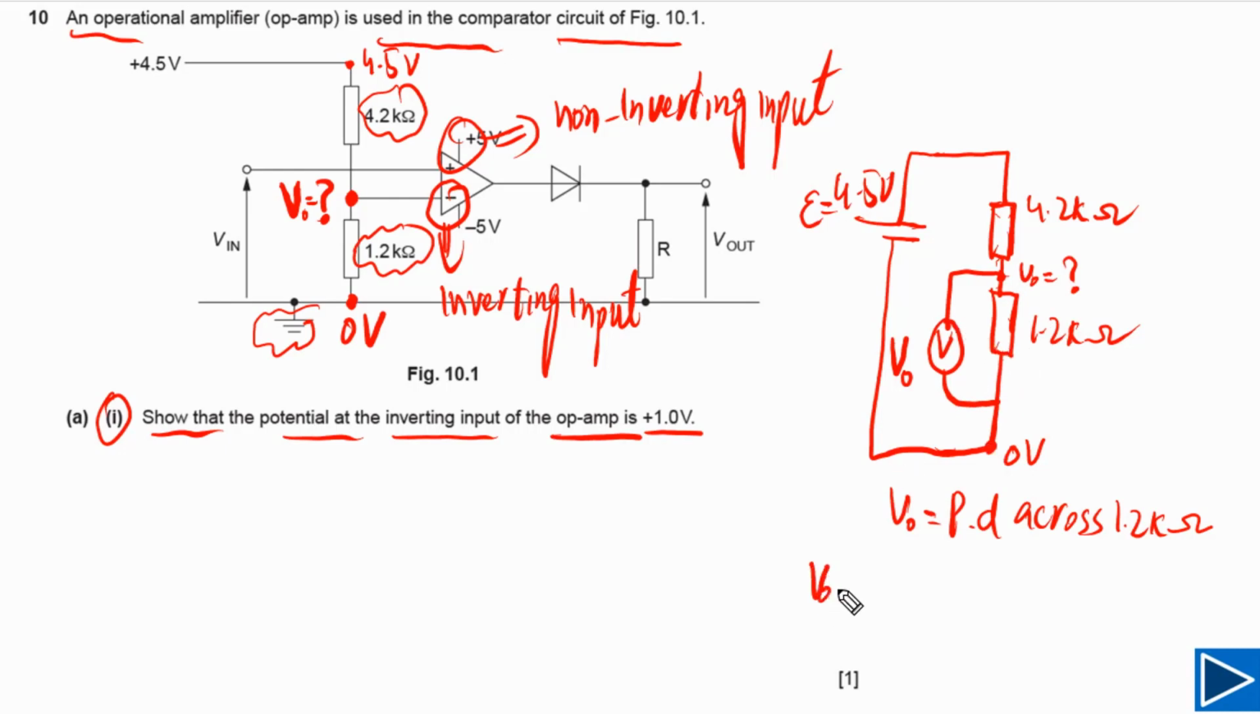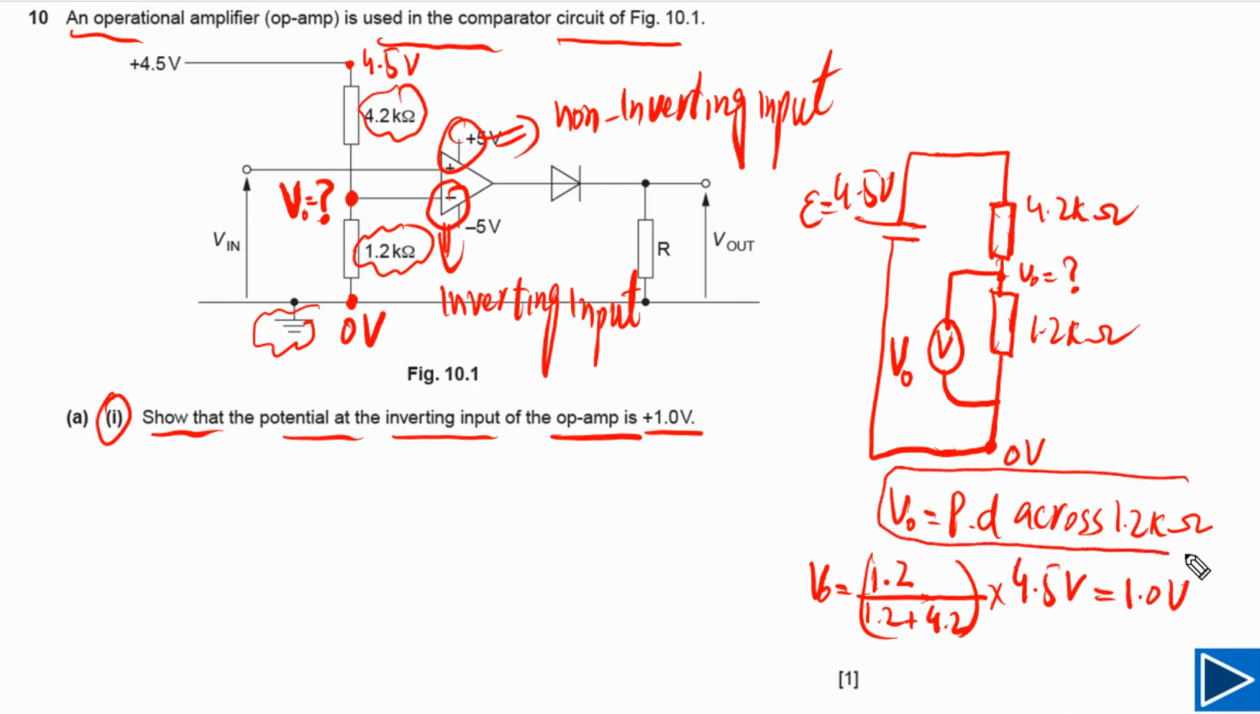So in this case V0 will be equal to 1.2 divided by the total resistance, and we need to multiply by the potential difference across the power supply. In this case the potential difference across the power supply is equal to 4.5 volts, and our final answer will be 1.0 volt. And this is the value of the potential at the inverting input. So this is how we can answer this question.